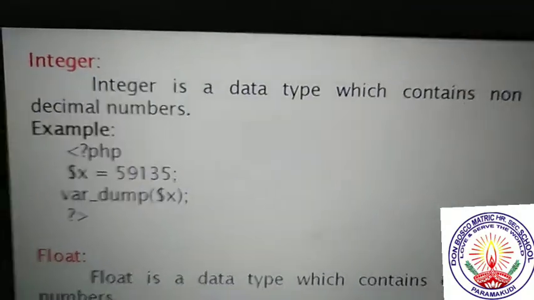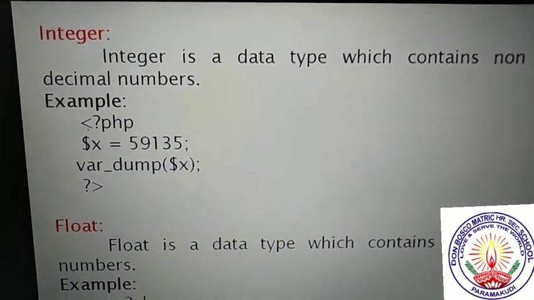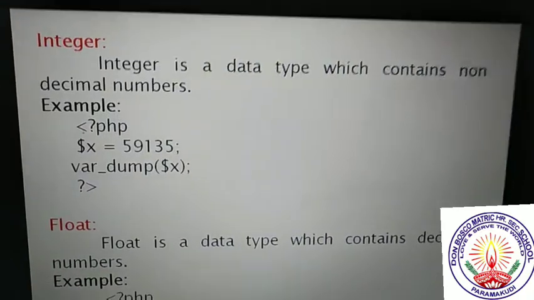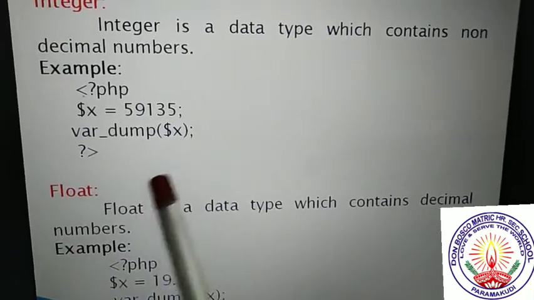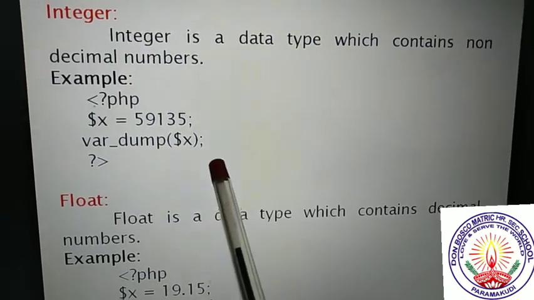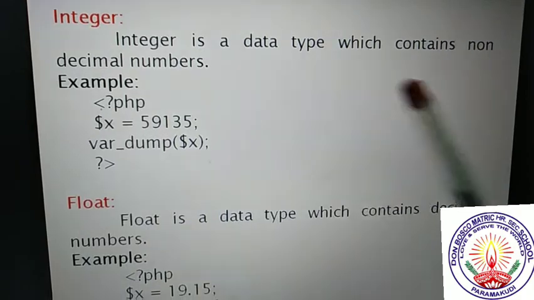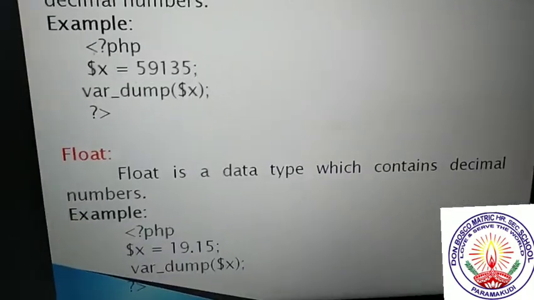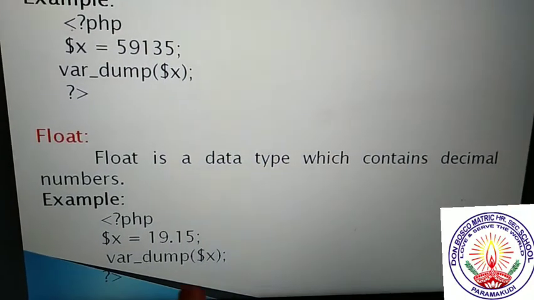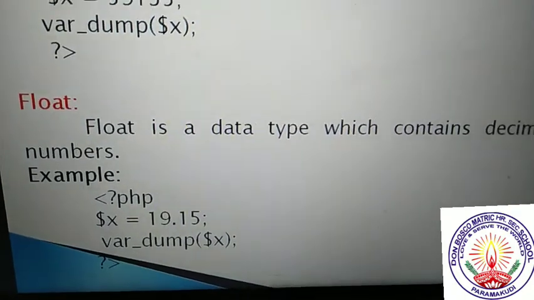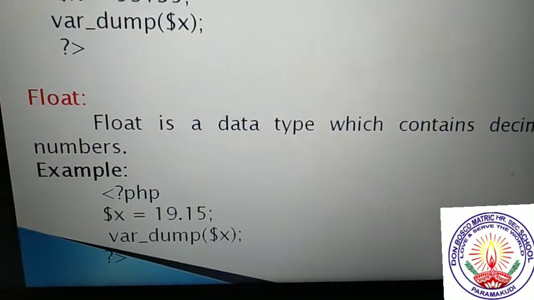And next one, integer. Integer is a data type which contains a non-decimal number. This is the example for the integer data type. It's a whole number. And float. Float is a data type which contains a decimal number, like 19.15. It's a float number.